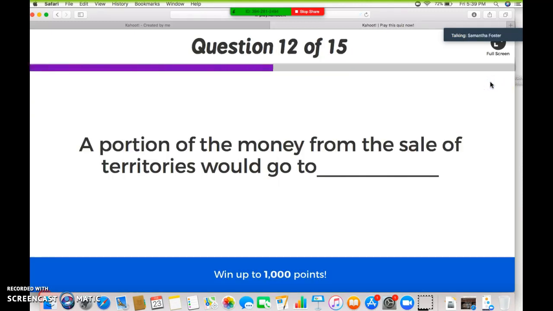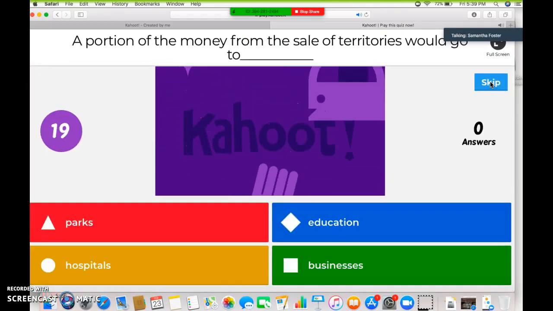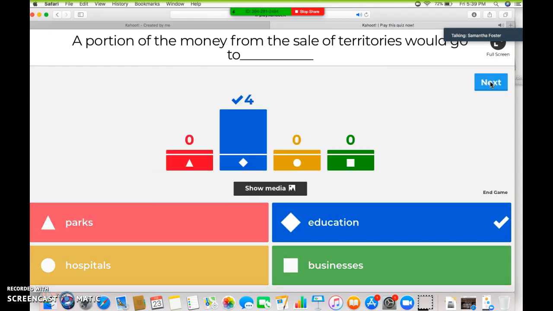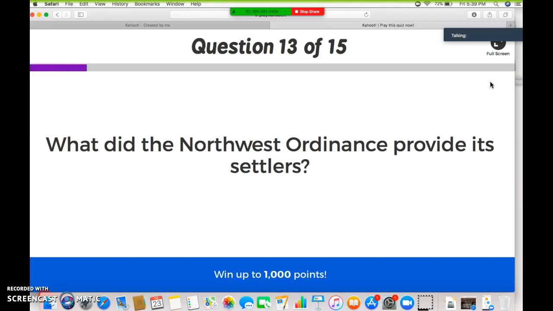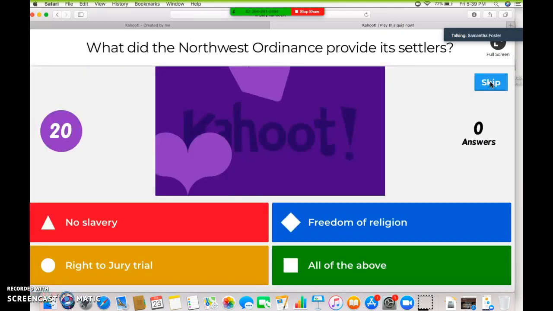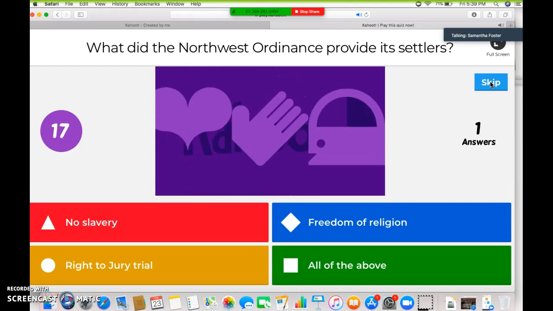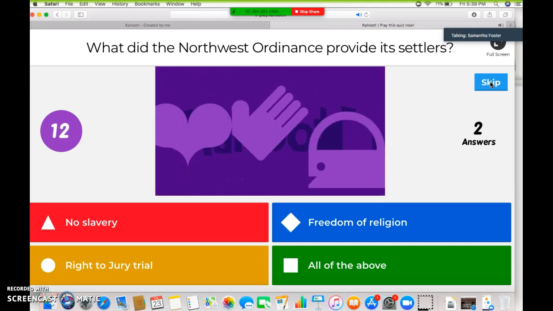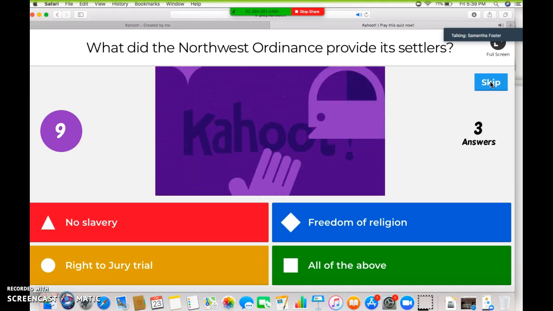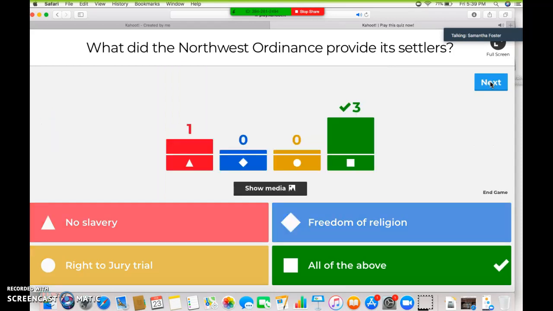Portion of the money from the sale of territories would go where? You guys would have learned this on the game that you played. So parks, education, businesses, or hospitals. Education, nicely done. Okay, almost there. What did the Northwest Ordinance provide its settlers? No slavery, freedom of religion, right to jury trial, or all of the above. Good job. It included all of those rights.